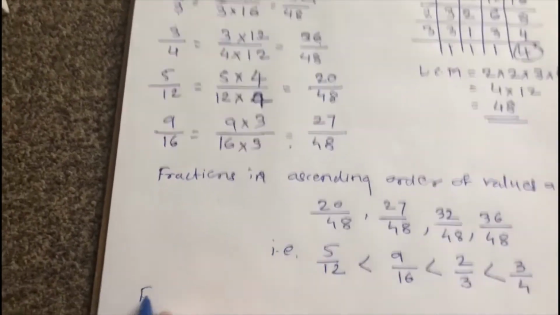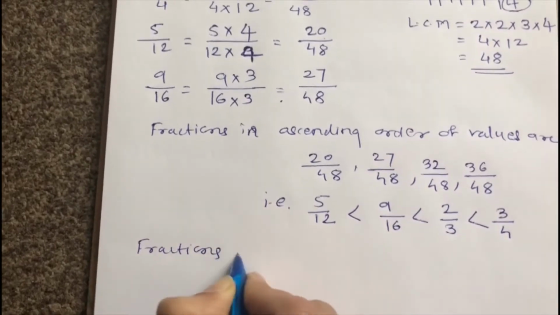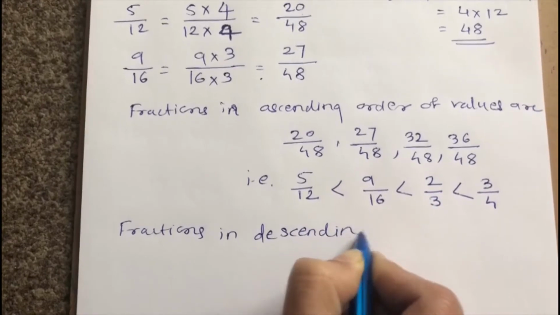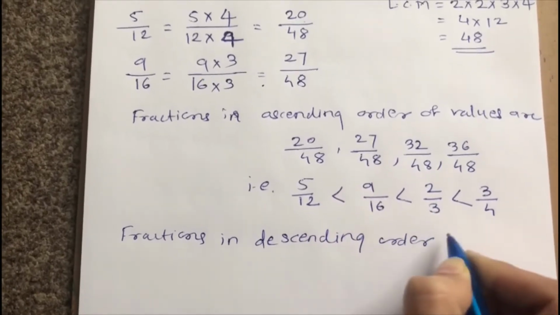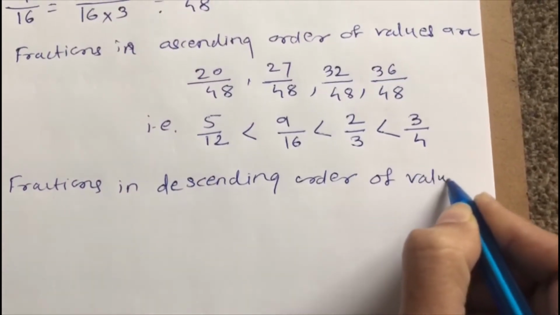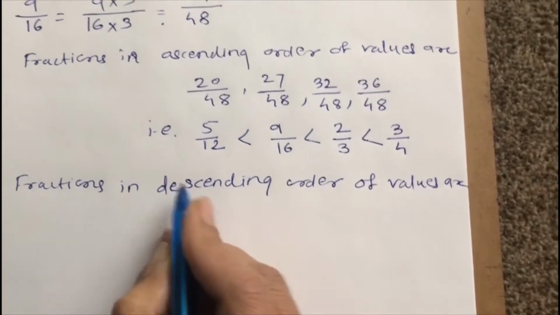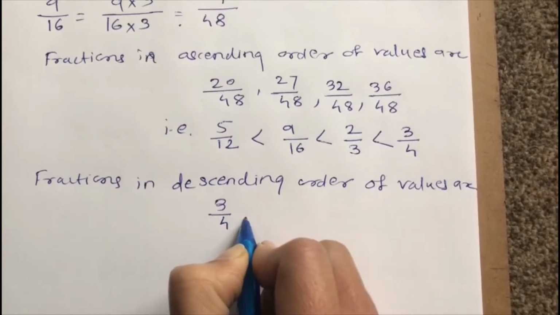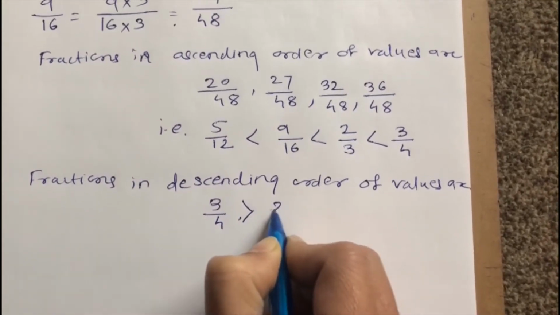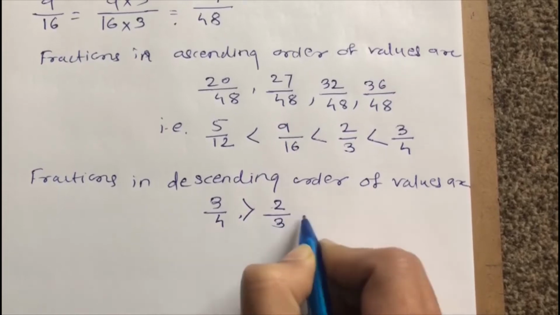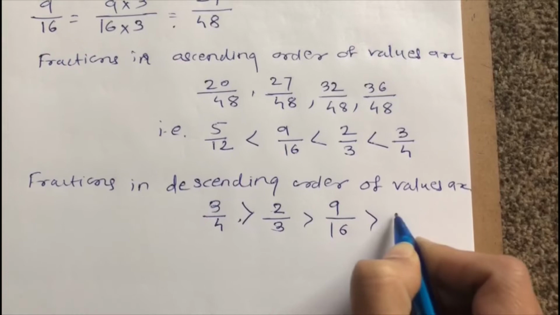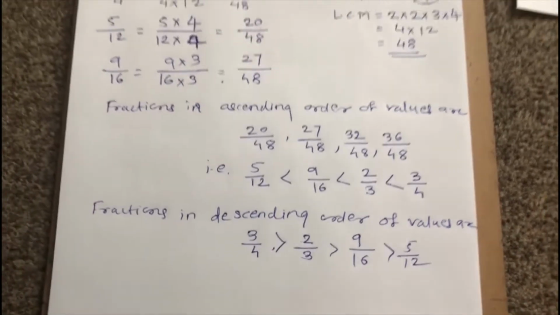If we write these fractions in descending order, then 3 by 4 is greater than 2 by 3, which is greater than 9 by 16, which is greater than 5 by 12. Let's take another example.